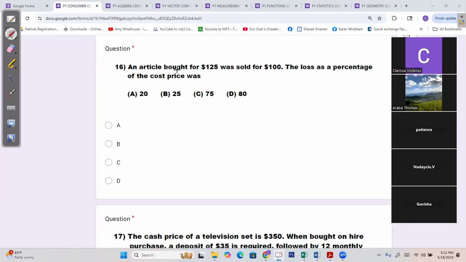Okay. An article bought for 125 was sold for $100. So that means a loss percent. How do you do a loss percent again? Loss over the cost price times 100 over 1. What will be our loss here? Our loss is 25, right? So it's 25 over, which one you put it over? 125 or 100? Quickly, my loves. 125 or 100?